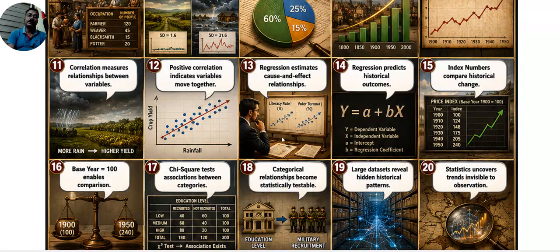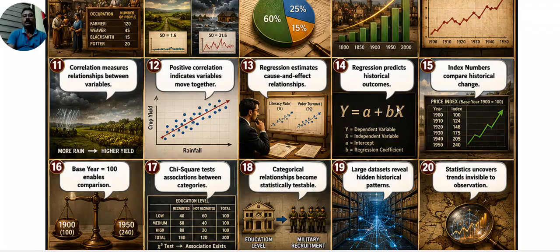But regression tells us, at a particular level of literacy, what the average level of voter turnout percentage is. If the literacy rate is this, what is the average level of percentage of voter turnout? So this is the difference between regression and correlation. Generally we write the regression by this equation. This is the dependent variable and this is the independent variable.